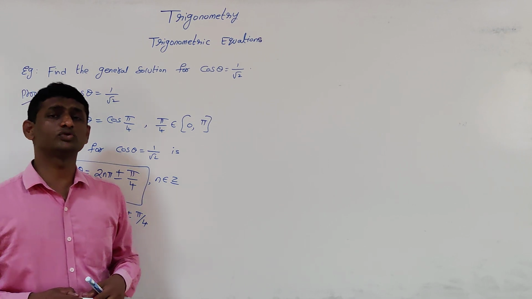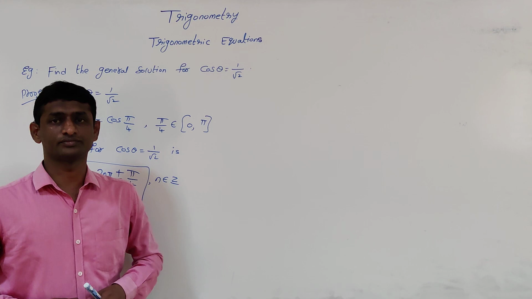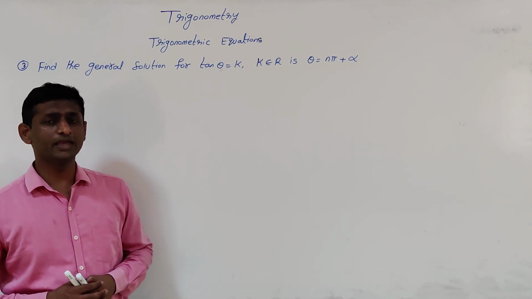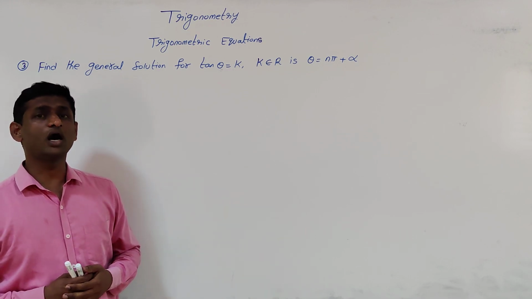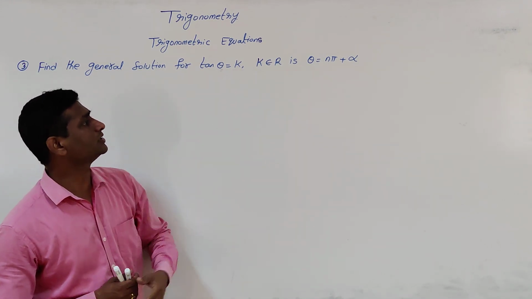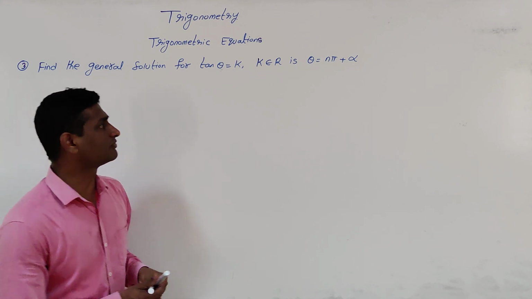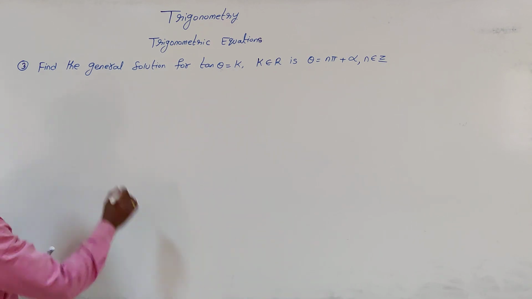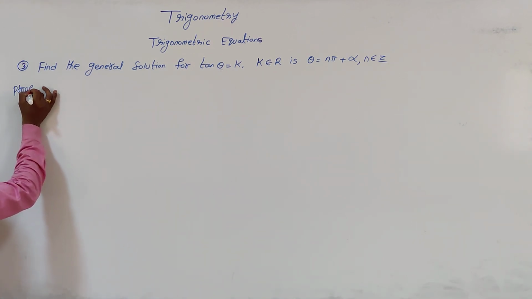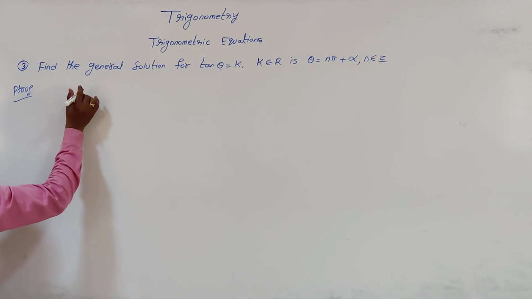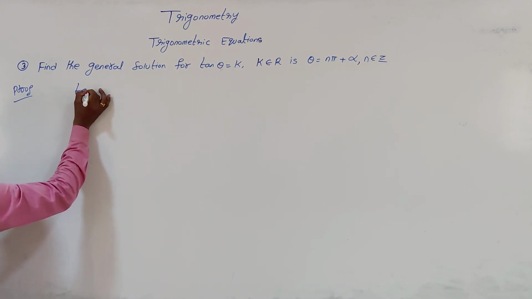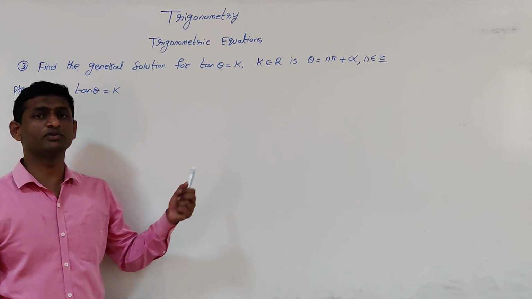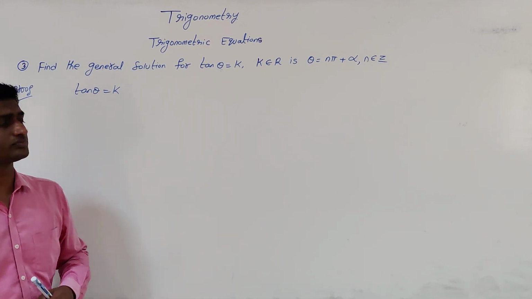Next we'll go for the general solution for tan theta is equal to k. Find the general solution for tan theta is equal to k. What is the range of tan theta? It is R. So k belongs to R, and the general solution is theta is equal to n pi plus alpha, where n belongs to z. Now we'll see the proof. Let's take the equation tan theta is equal to k, and we have to find for what values of theta tan theta will be k. That may be any real number.